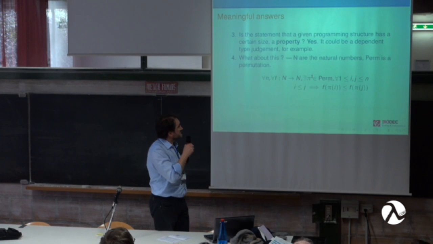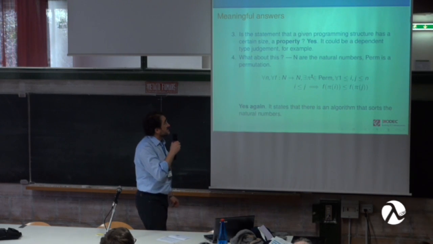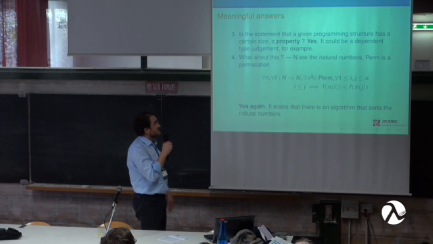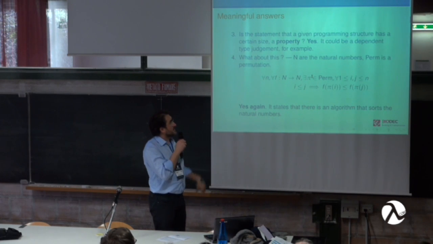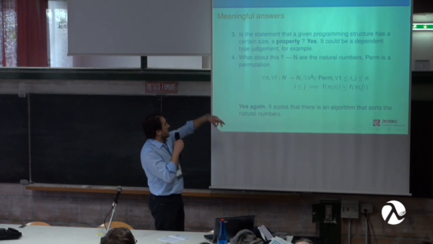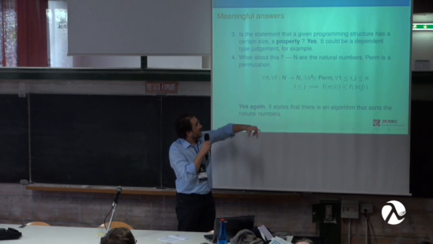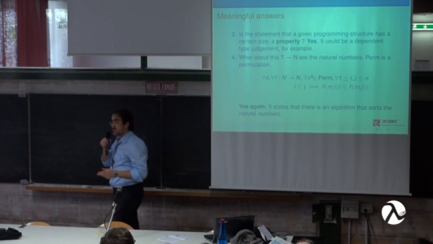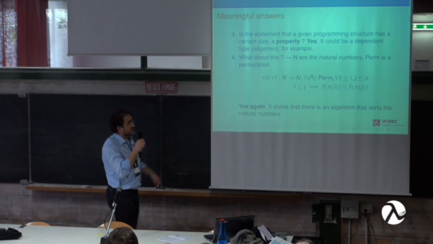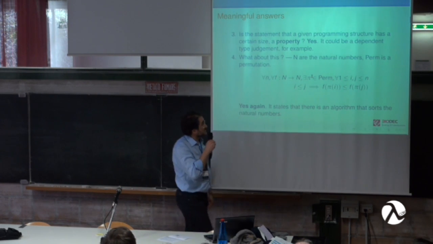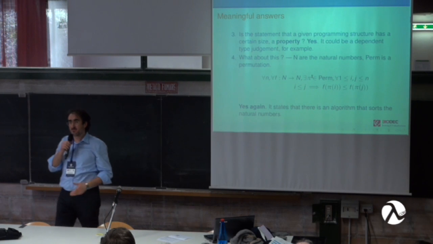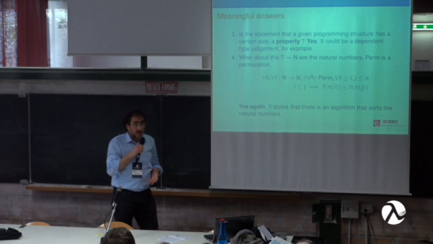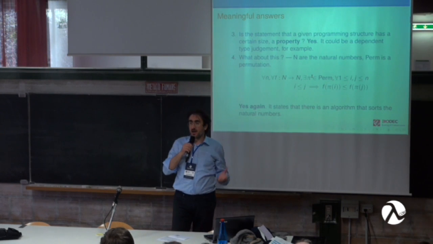What about this formula? This formula is nothing more than the statement that there is an algorithm that sorts the natural numbers. You have to think of F as a way of encoding an array, and it says that if you have an array, a list of numbers, there is a way of changing the order in such a way that they are ordered by the usual order relation among numbers. This is a complex signature, so it is expected that programming languages at the moment do not have support for this kind of complex type signature.